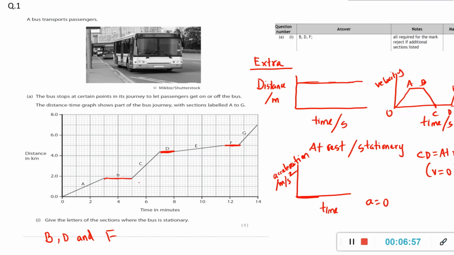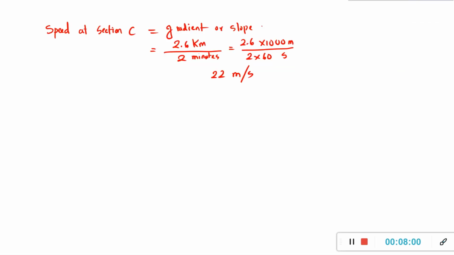Look at the graph. In section C, we have to find out the gradient of this portion. So change in distance, change in time. Here distance 1.8 kilometer and here 4.4 kilometer. So change in distance is 4.4 minus 1.8, that means 2.6 kilometer. On the other hand, change in time, starting time 5 and ending time 7 minutes. So delta t means 7 minus 5, so 2 minutes.